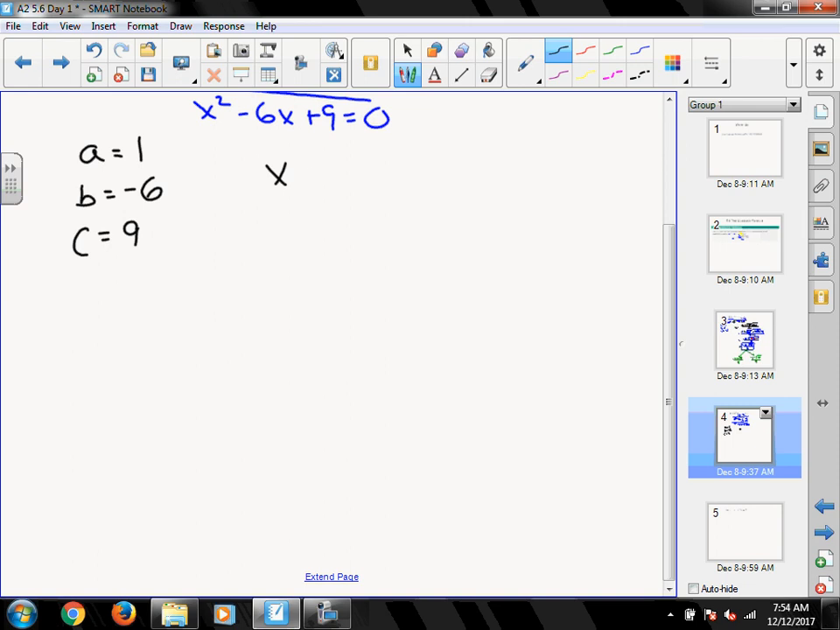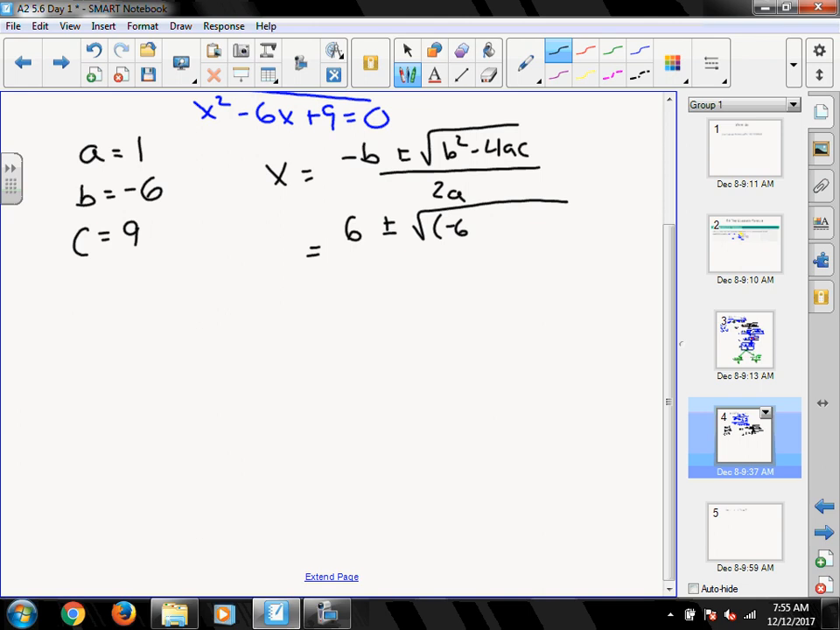Again, we're going to use our quadratic formula. x is equal to negative b plus or minus the square root of b squared minus 4ac all over 2a, which is going to give us, I have negative b, so I'm going to take negative 6, which is going to give me a positive 6 plus or minus the square root of negative 6 squared minus 4 times 1 times 9 all over 2 times 1.